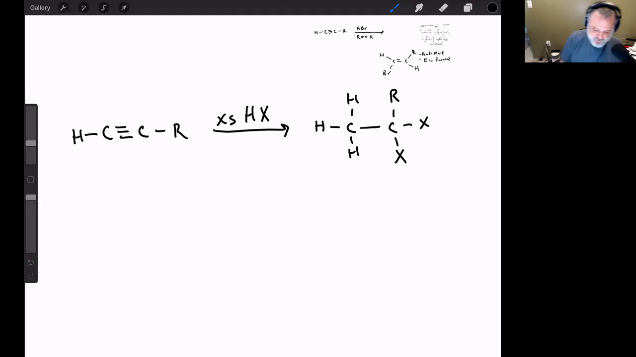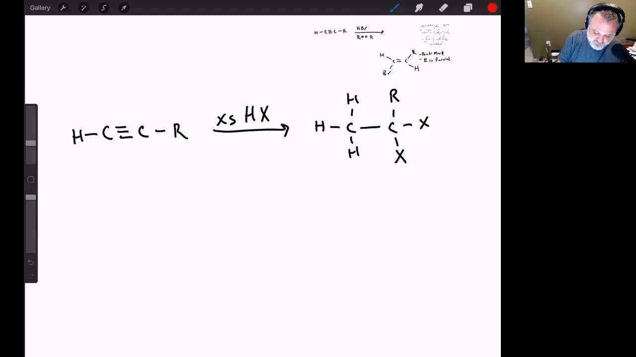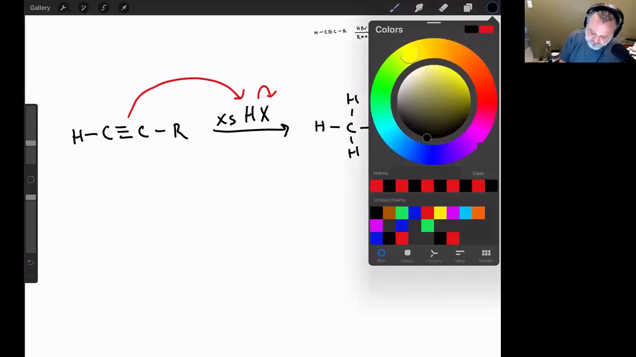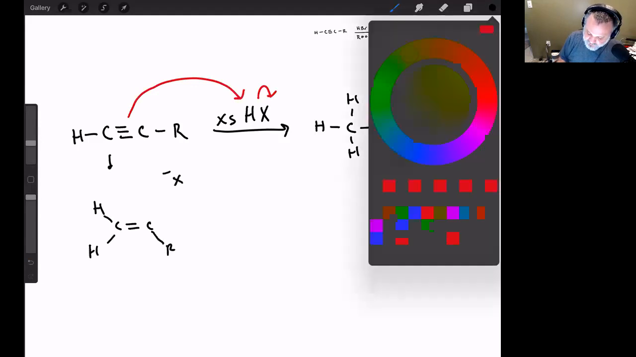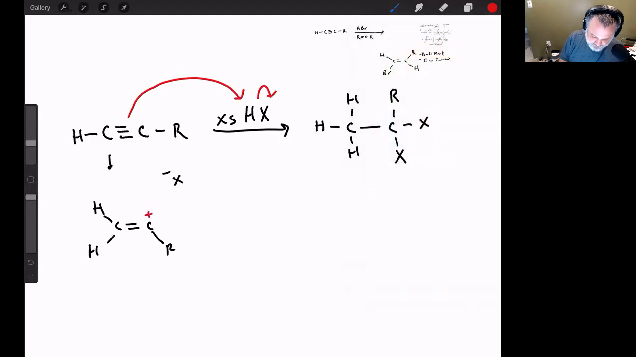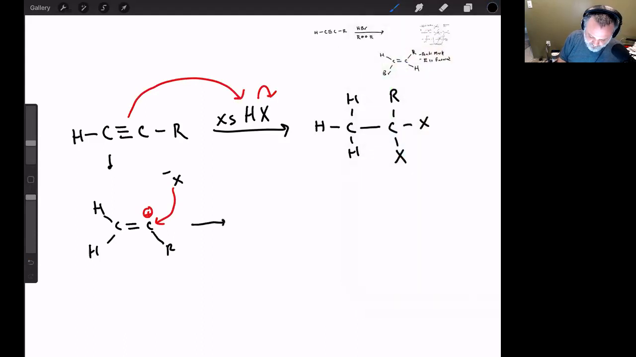And if we go back to that original mechanism, which is not perfect, but is probably in competition with the other mechanisms that are going on, you're going to have an intermediate vinylic cation that's formed, where X minus can come along and attack to form another intermediate product, which would be the vinyl halide.